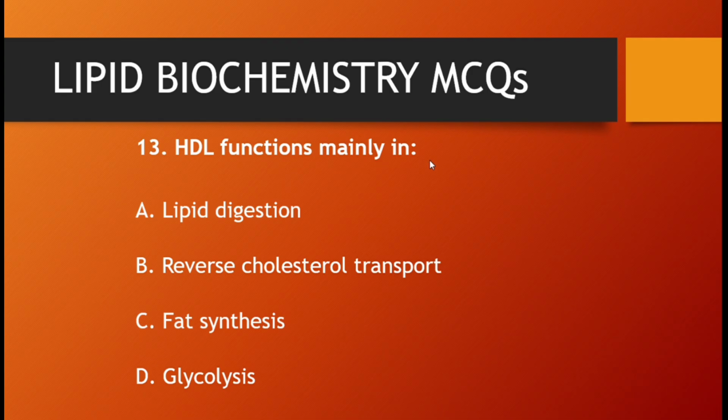HDL, high density lipoprotein, functions mainly in A. Lipid digestion. B. Reverse cholesterol transport. C. Fat synthesis. D. Glycolysis. HDL functions mainly in reverse cholesterol transport. So the correct option here is B.